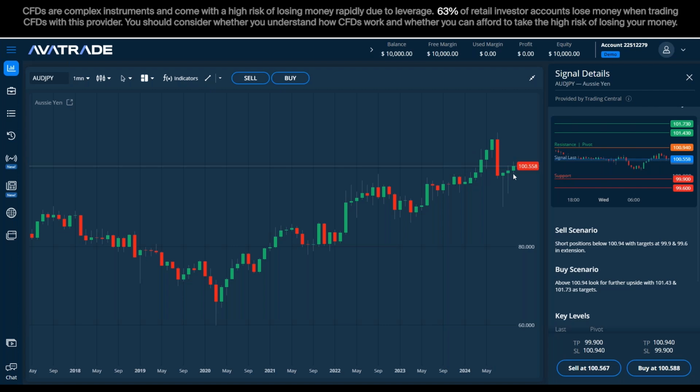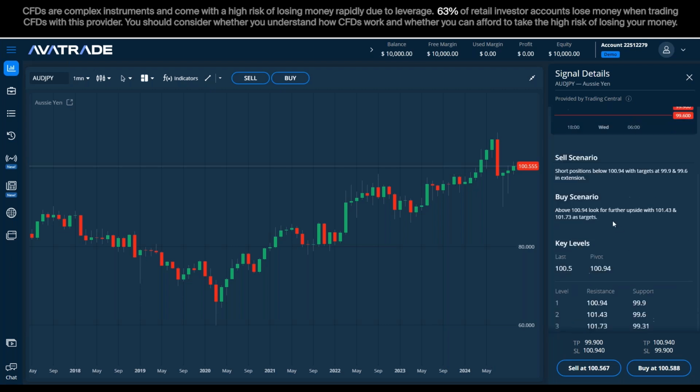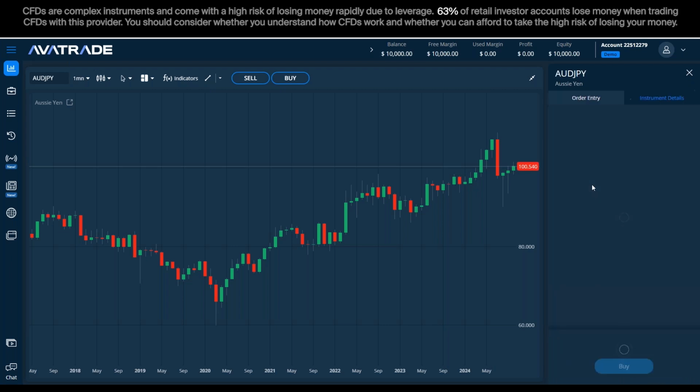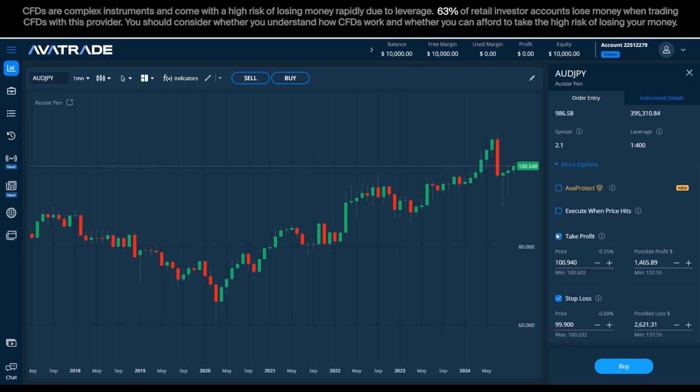And if I believe that Aussie is going to get stronger, and I would like to go with the buy. So for instance, I have here the buy scenario and the sell scenario. And if I click here on the buy, as you can see, I have take profit and stop loss marked already on a position. That's exactly what I'm explaining now.